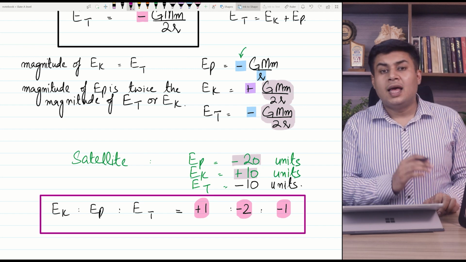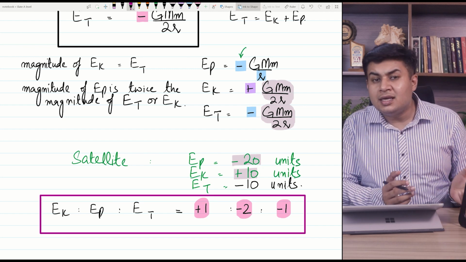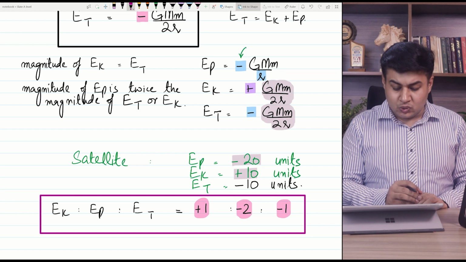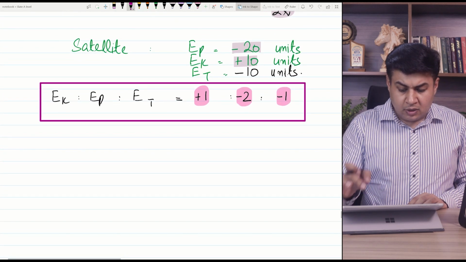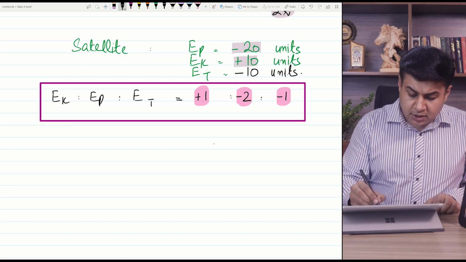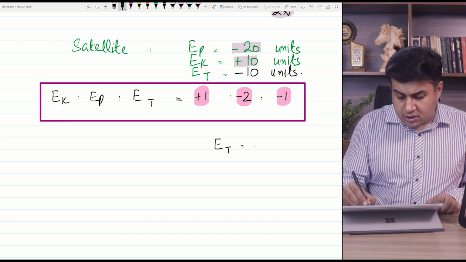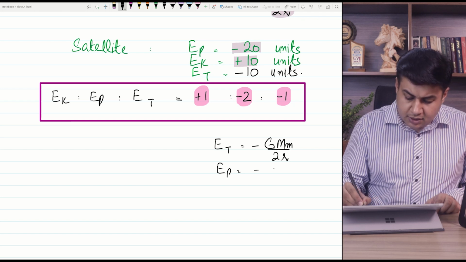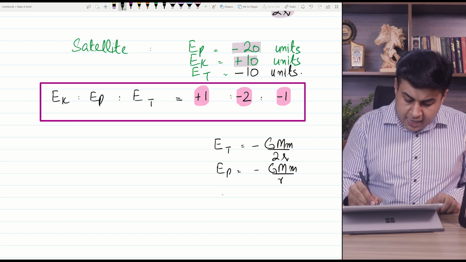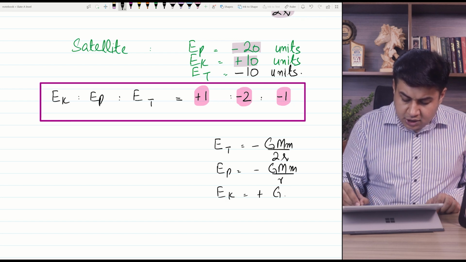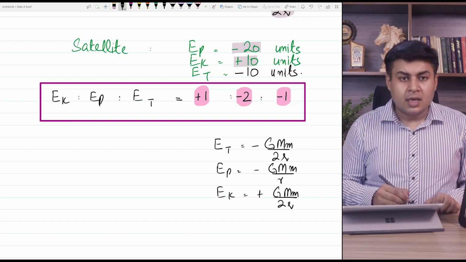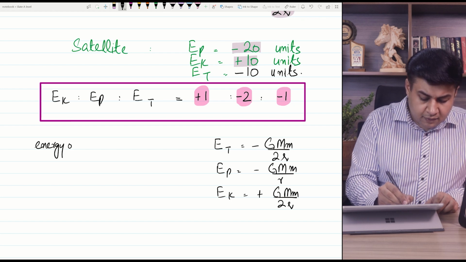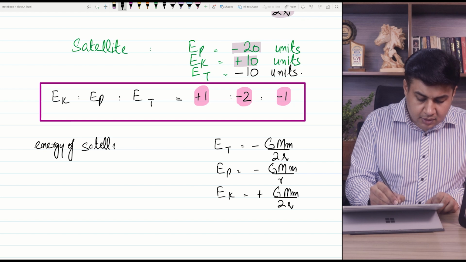अब there's an important question. अगर सैटेलाइट की एनर्जी रिड्यूस होती है या इंक्रीज होती है, क्या ये रेशियो डिस्टर्ब होगी? नो, this ratio is not going to be disturbed, right? अब मैं आपको एक चीज एक्सप्लेन करता हूं. I am writing all the expressions again. देखें, total energy is equal to minus GMm/2r. Potential energy is equal to minus GMm/r and kinetic energy is equal to plus GMm/2r. Right? Now in the question it is given that the energy of the satellite reduces.